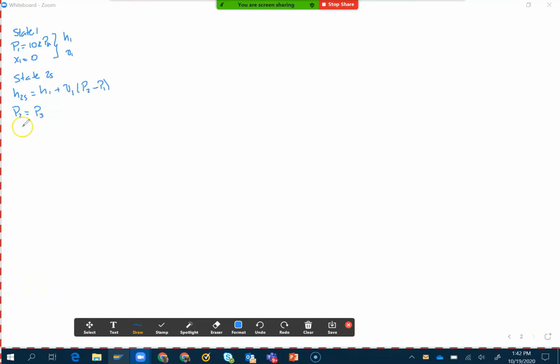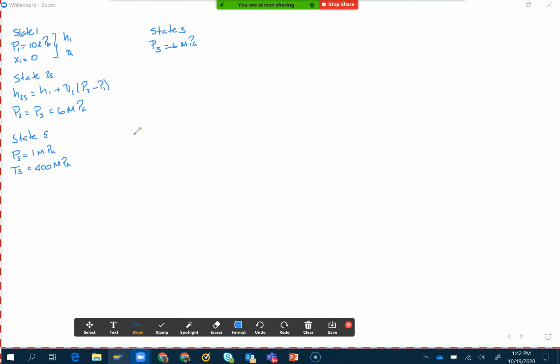Now, state 3, we know that 6 megapascal. State 3, we only know that pressure 3 is 6 megapascal, but we don't know that temperature 3 is actually one of the values that we need to get. Same with temperature 4, but we jump to state 5. After the reheat, we know the pressure.